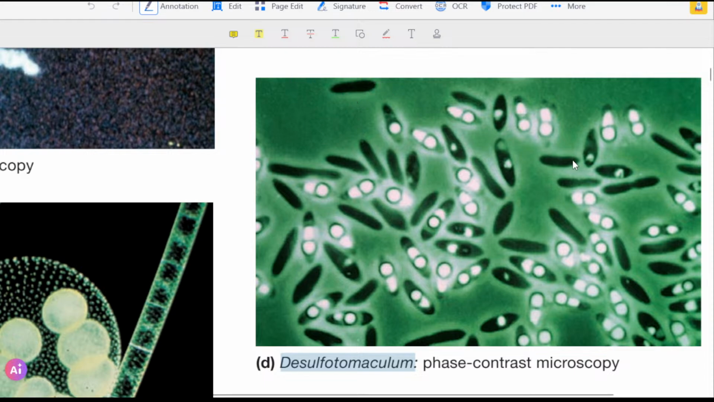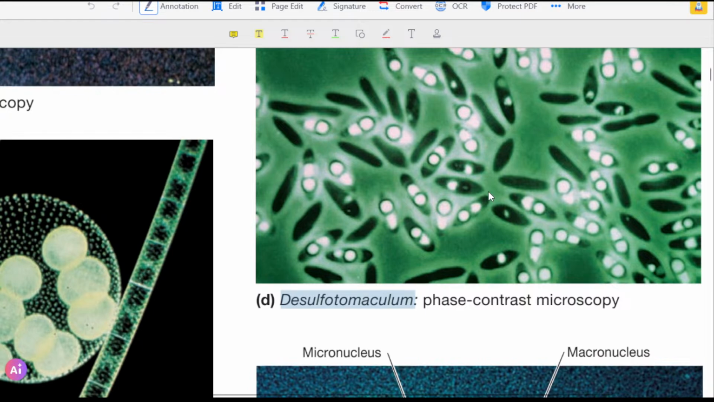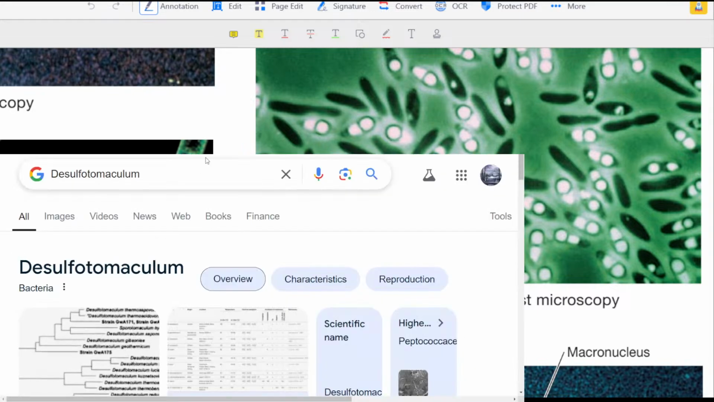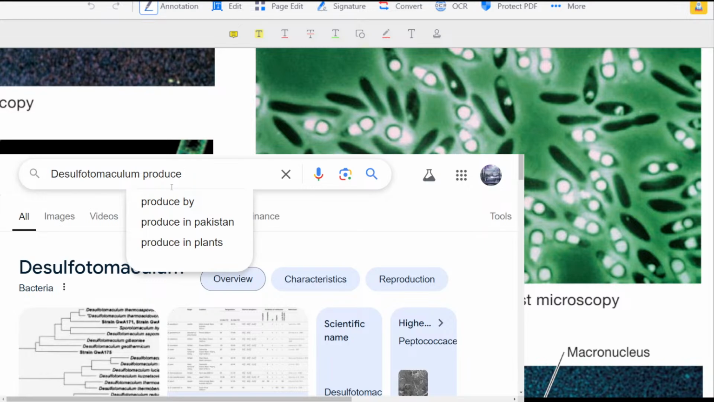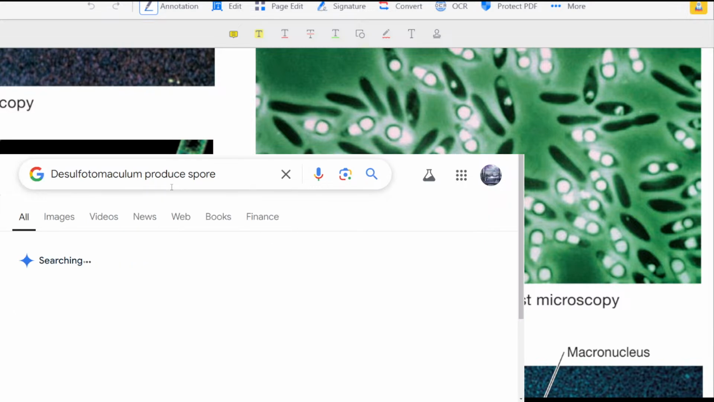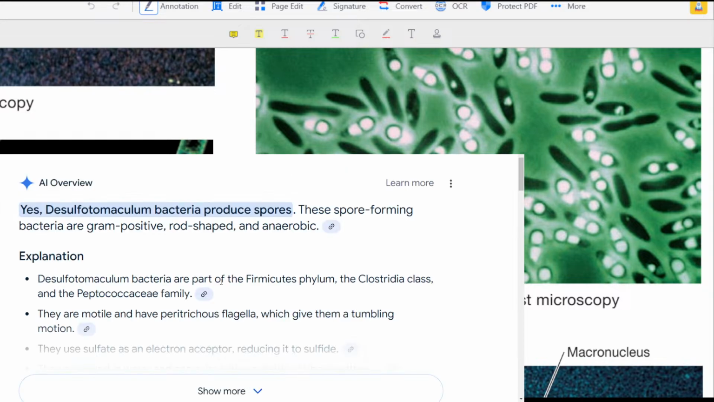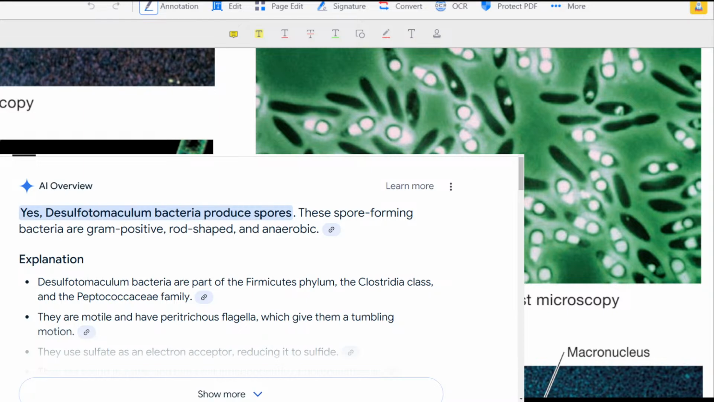You can say those two are combined. I think they are not chained bacillus, they are separate bacillus. And these are endospores, I think, the ones that are shown in the Desulfotomaculum bacteria. Wait, does Desulfotomaculum bacteria produce spores? What if I'm wrong? Oh yeah, so they do produce spores.